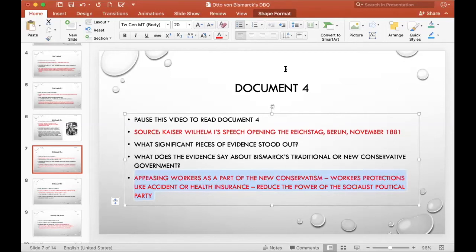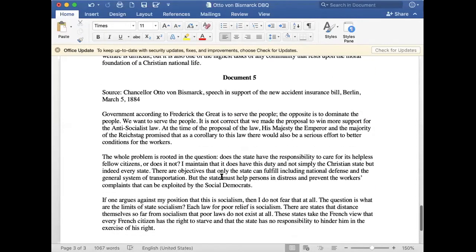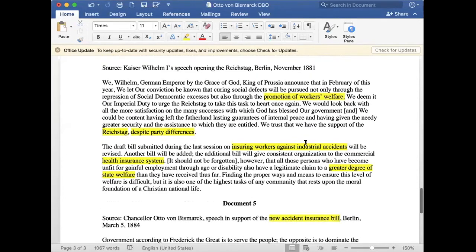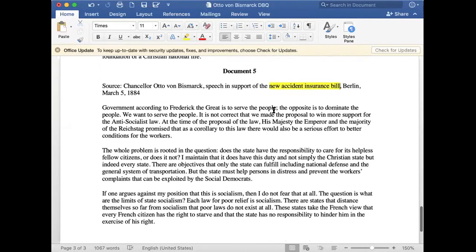So now let's go on to document 5. Document 5 again, we have in support of a new accident insurance bill. So these two documents are really similar. You can see industrial accidents, new accident insurance bill. I want to keep that in mind because they would be really easy to group together in a body paragraph.